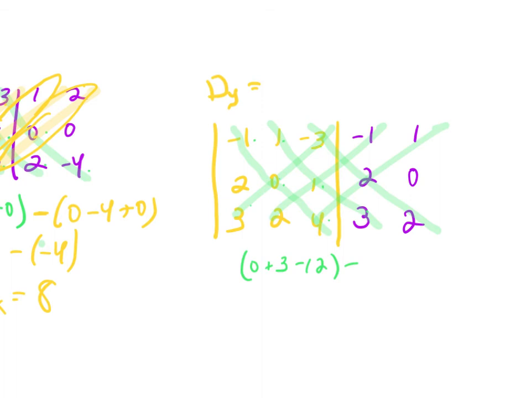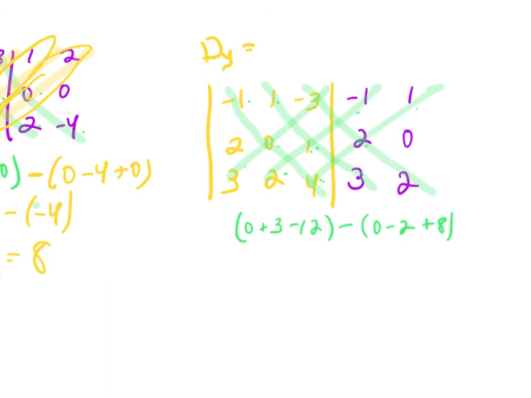Three times zero times negative three, zero. Two times one times negative one, negative two. Four times two times one, plus eight. All right, so I have negative nine minus six, right? Three minus 12 is negative nine, minus negative two plus eight is six. So I get that my D sub y is negative 15.